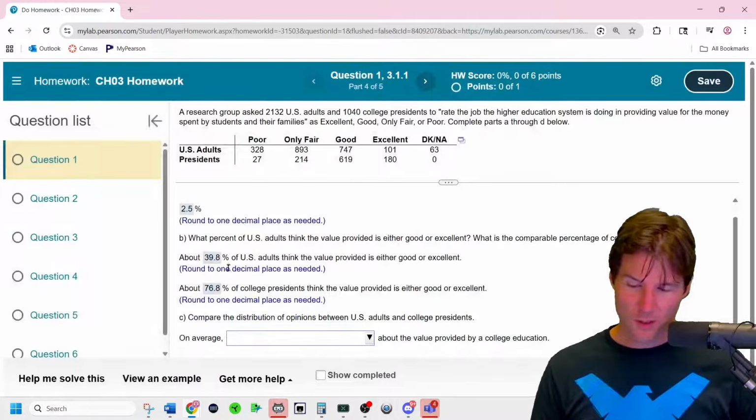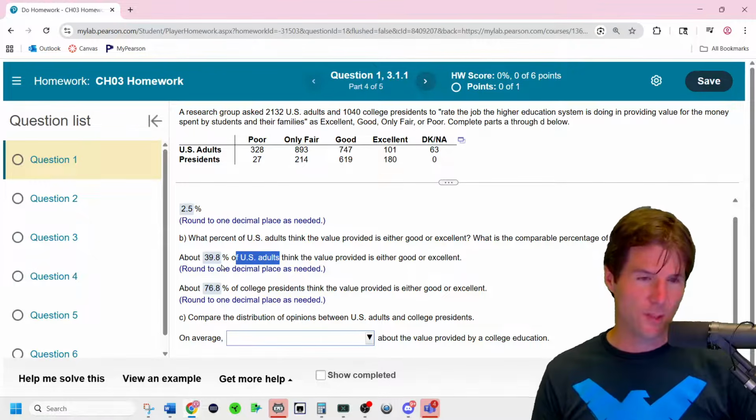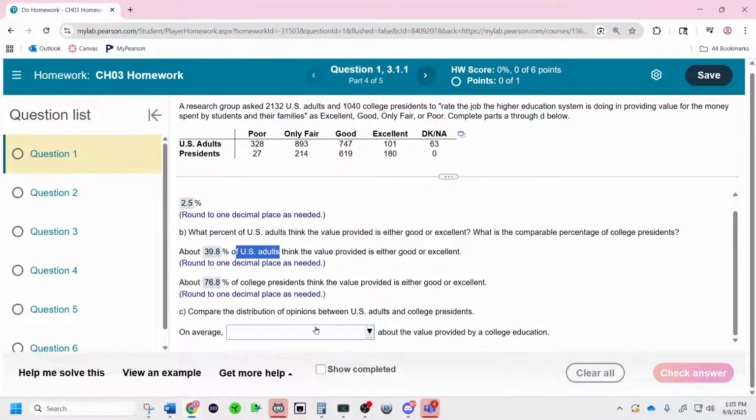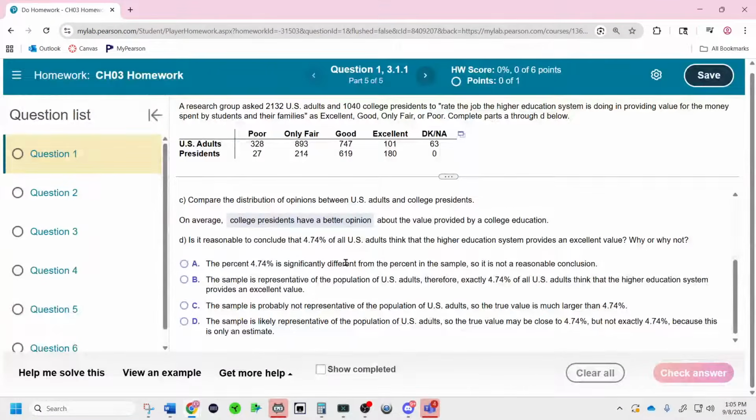So if you notice here, given that someone is a U.S. adult, they are less likely to think it's good value versus college presidents, as we would expect. So on average, the college presidents tend to have a better opinion than the U.S. adults, and that is evidence of an association.